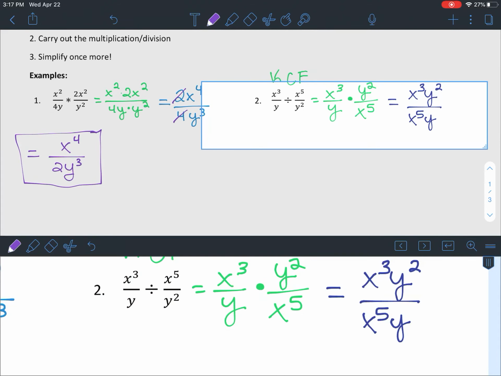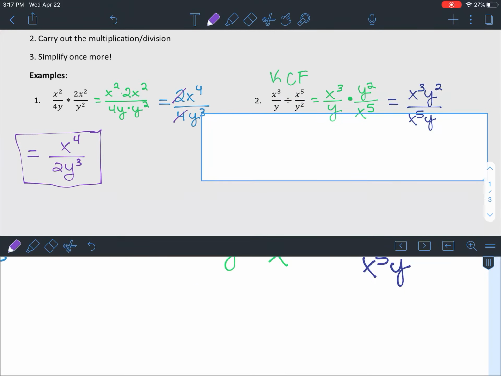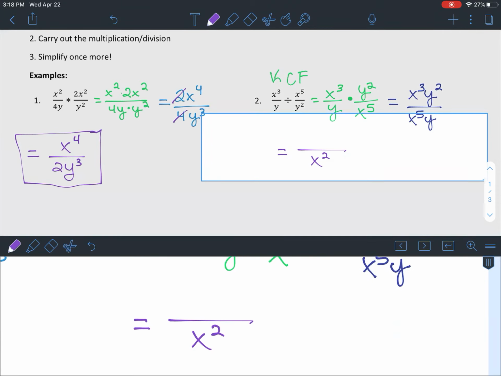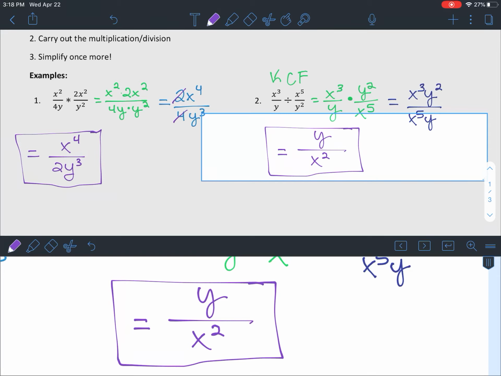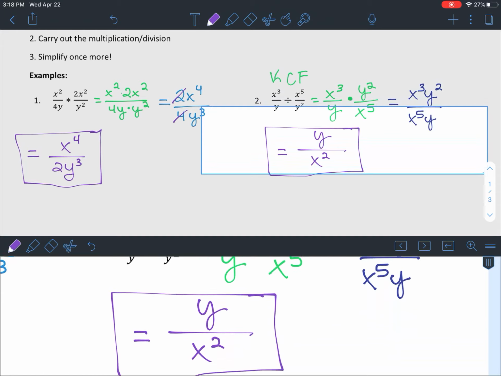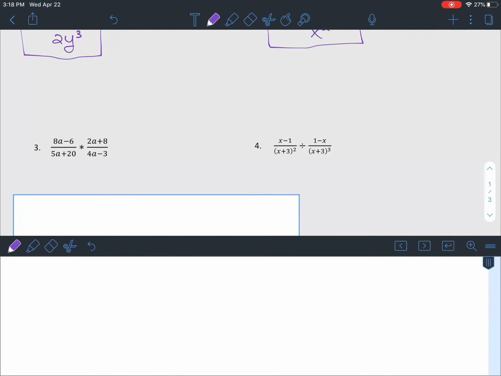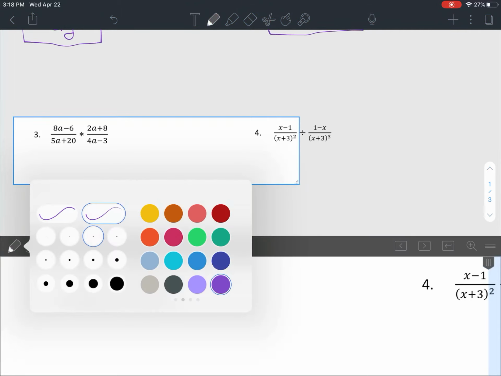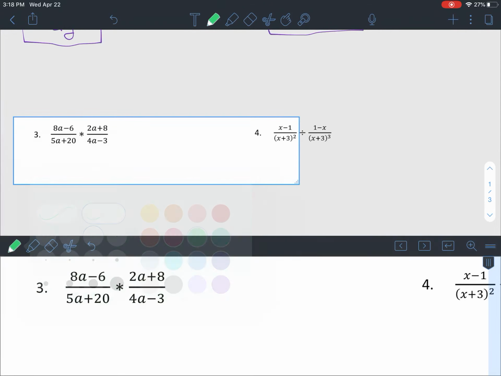From here, I'm going to simplify one more time. If I look at my x's, I have 3 on top, 5 on the bottom, which means I'm going to have 2 more on the bottom than on top. And then if I look at my y's, I have 2 on top, 1 on bottom. I have 1 more y on top than I do on bottom. So my final answer here is going to be y over x squared.